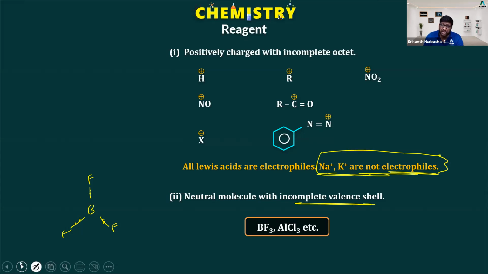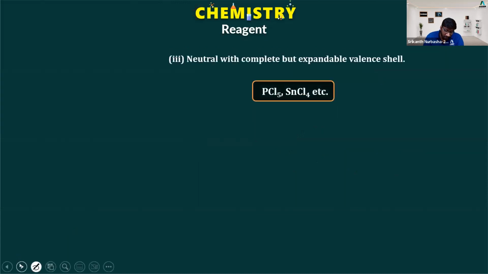The species must have a tendency to accept the electron. Then only it is called an electrophile. So the third kind of category is neutral molecules with a complete but expandable valence shell, like PCl5 and SnCl4.